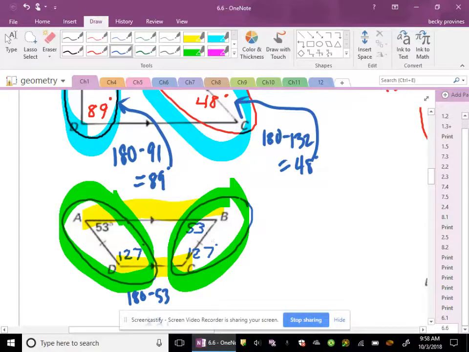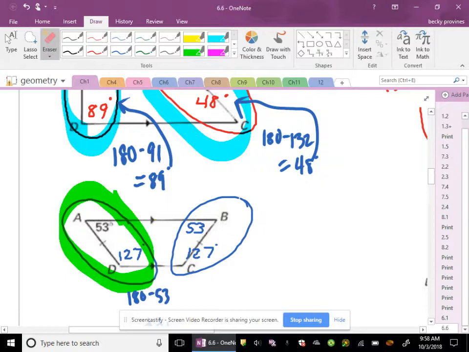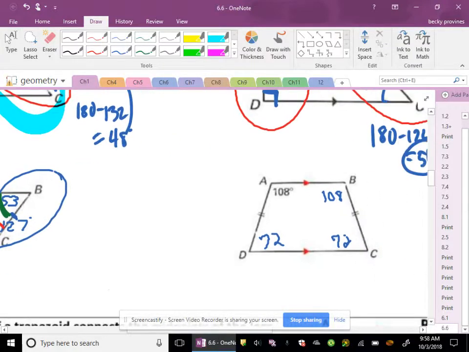Now this one's tricky. There was no information over here on the right side. So how did I get these two numbers? Now, did everyone notice that these were isosceles? Isosceles means two equal sides, which also means your base angles, the set, are the same. So if this angle down here was 53, that means its corresponding base angle would also be 53. And if I know this angle is 127, I know its corresponding angle is also 127. So that's a little tricky.